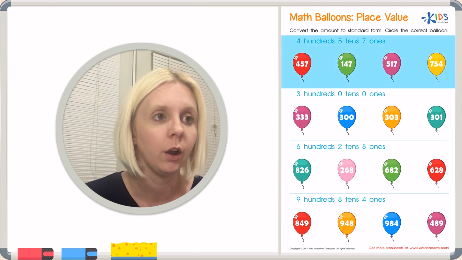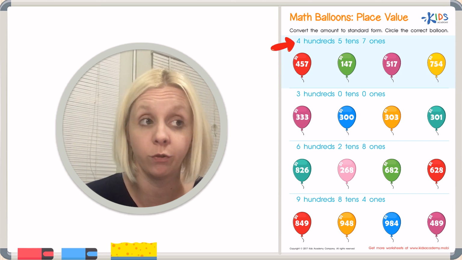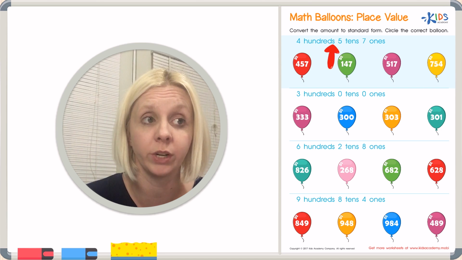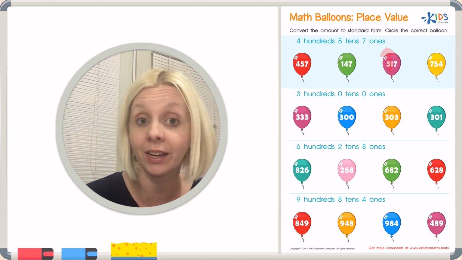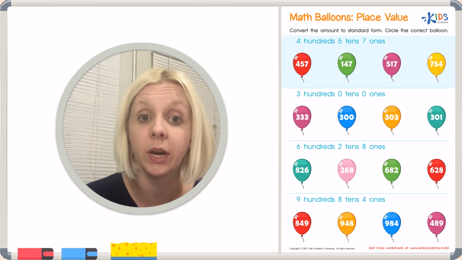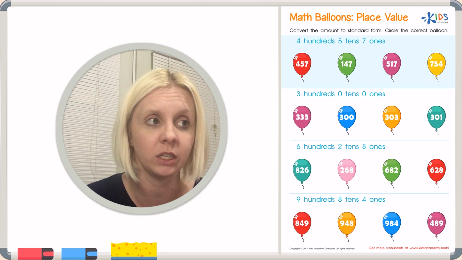We've got our first problem, and it's written out in written form. It says 4 hundreds, 5 tens, and 7 ones. And what I like to do when we're talking about place value is to put everything in a T-chart to kind of figure out where everything is supposed to go.